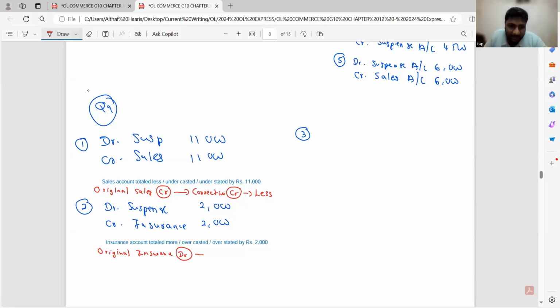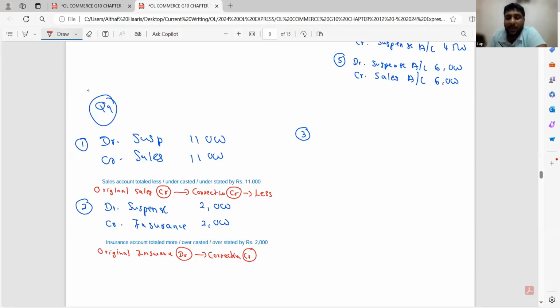But here we are doing the correction for what, people? We are doing the correction by putting the insurance to the credit. Then what have you done? You have put a less amount or more amount. The correction is done to the opposite side. You are doing the correction to the opposite side, not to the original side.